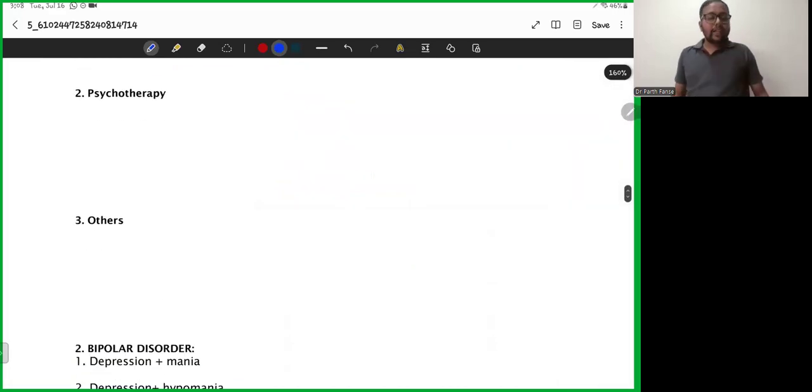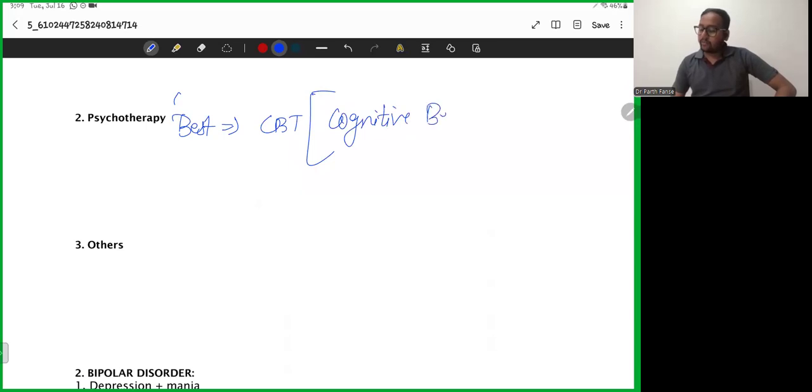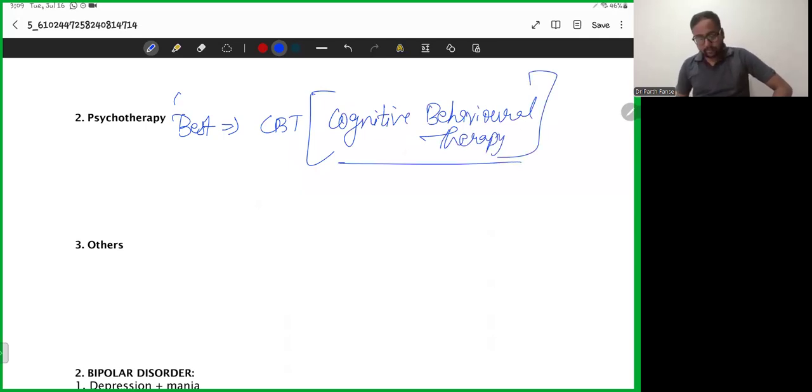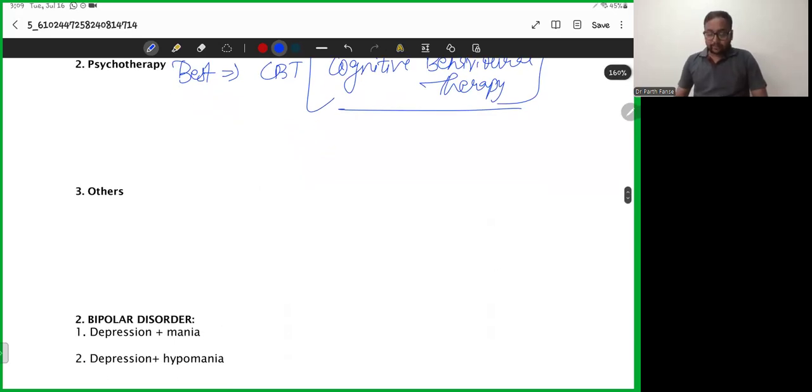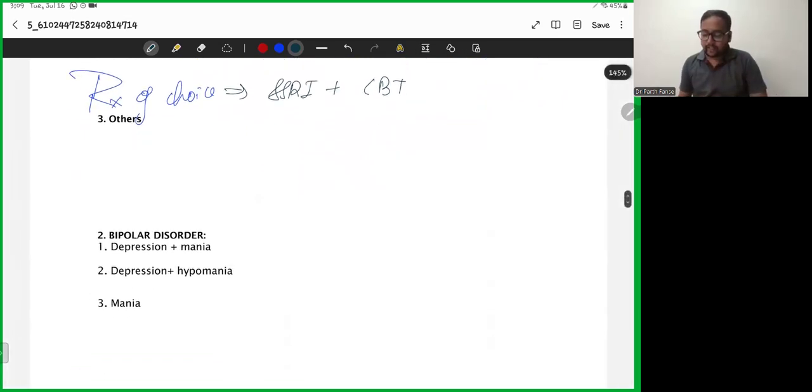Then another way of treating the patient is psychotherapy, and the best psychotherapy is CBT. What is CBT? We saw it at the end last time. CBT is cognitive behavioral therapy. Okay, fine enough. But there can be a question: how can you treat the patient, what is the treatment of choice? The treatment of choice is SSRI plus CBT. Why SSRI? Because we said the drug of choice for depression is SSRI. So the treatment of choice is SSRI plus CBT, that is cognitive behavioral therapy. Two together, fine enough.